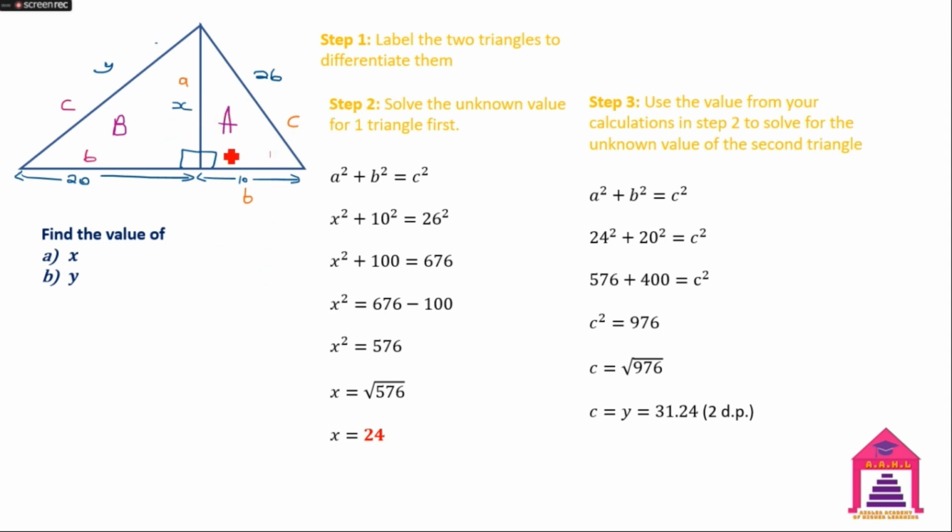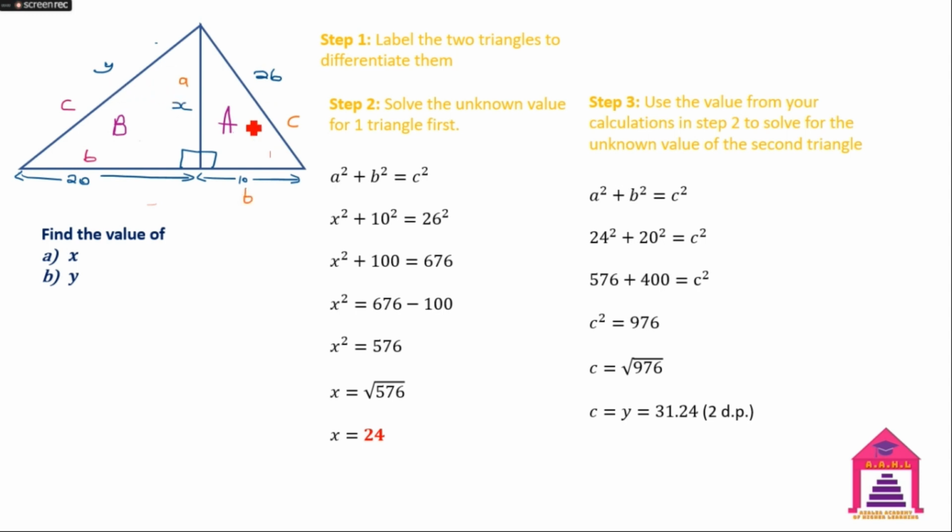Now, here we have a compound triangle, right? In the compound triangle, we want to label the two triangles to differentiate them. So we have triangle A and we have triangle B. We're going to solve for X and then solve for Y. We're solving for X first because we need to know the value of X to find the value of Y.